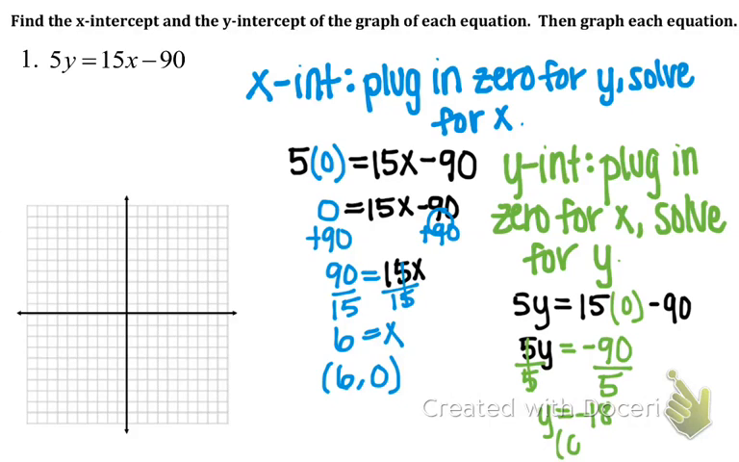Now I can write this y-intercept as a point. Since I plugged in 0 for x, 0 goes in the x-coordinate spot, and since I solved for y and got negative 18, that is in the y-coordinate spot.